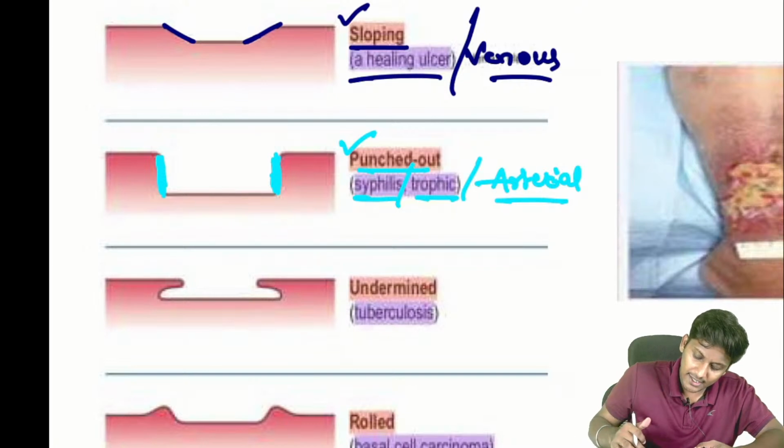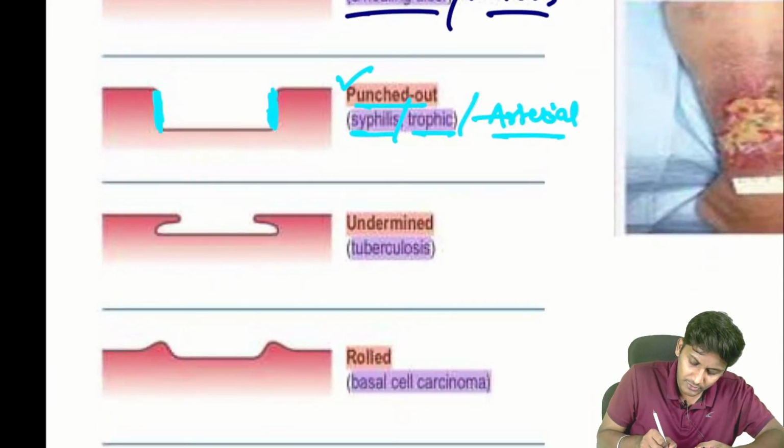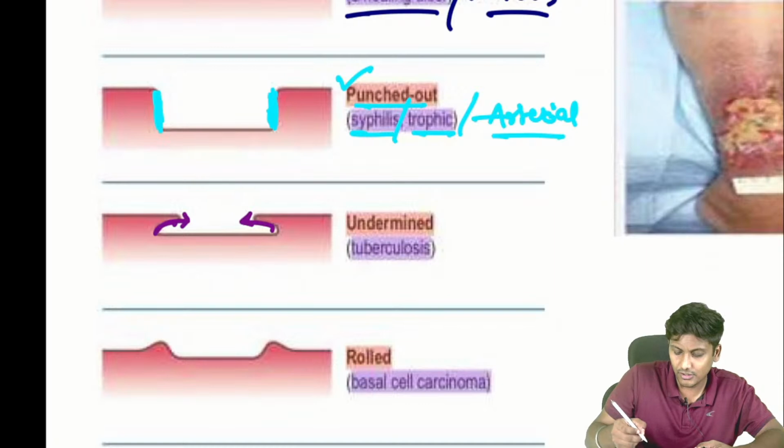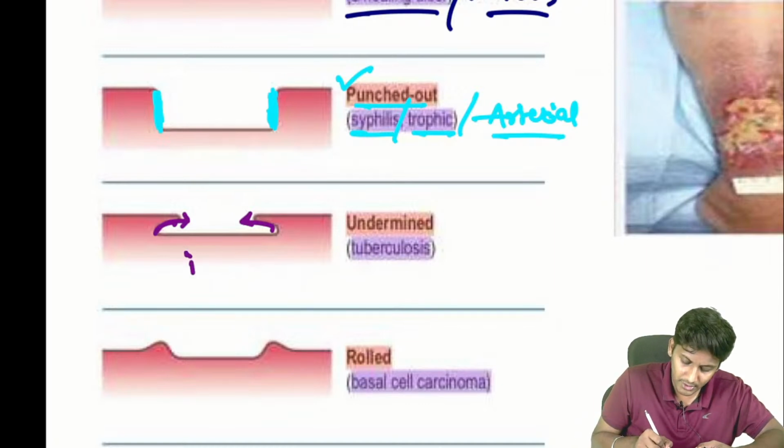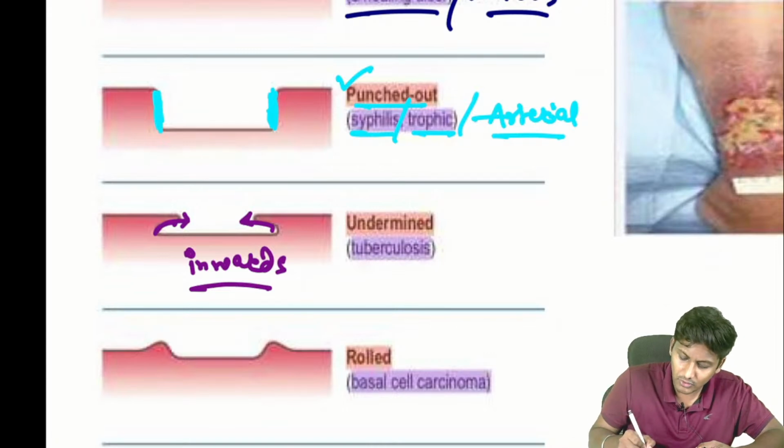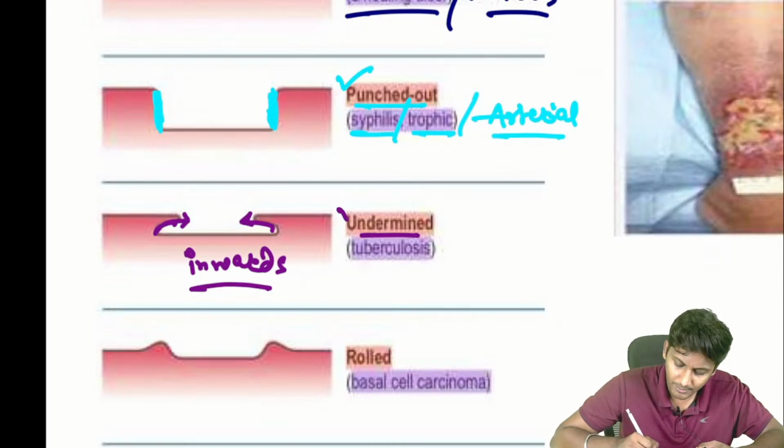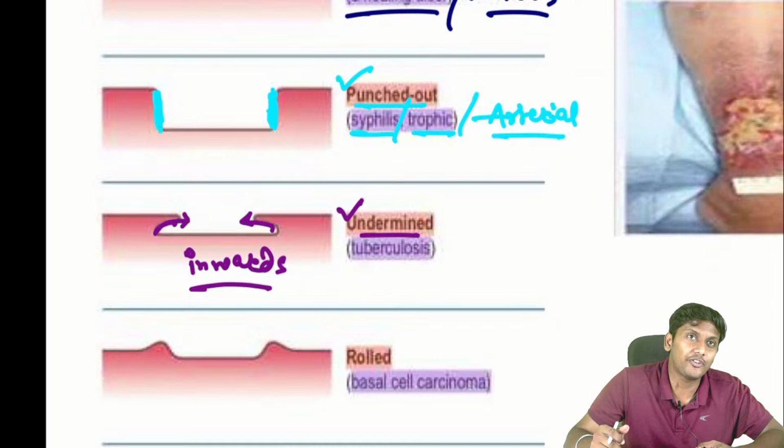Okay? Next important is the undermined edges. Can you see the margins or the edges of this ulcer are turned inwards? If the margin or the edges of the ulcer are turned inwards, this is what is called an ulcer with an undermined edge, and this is a very common question of your exam.